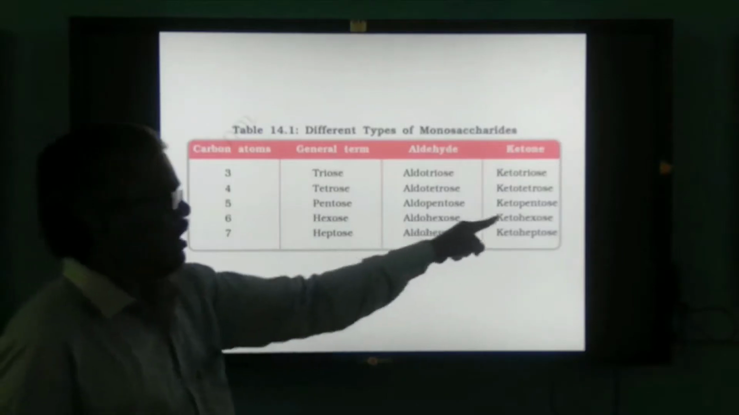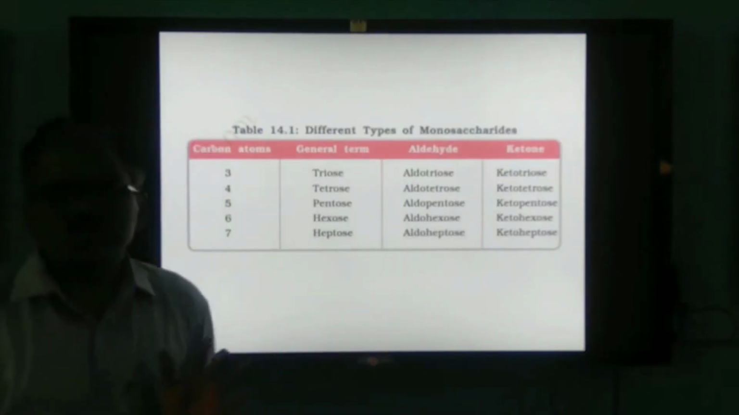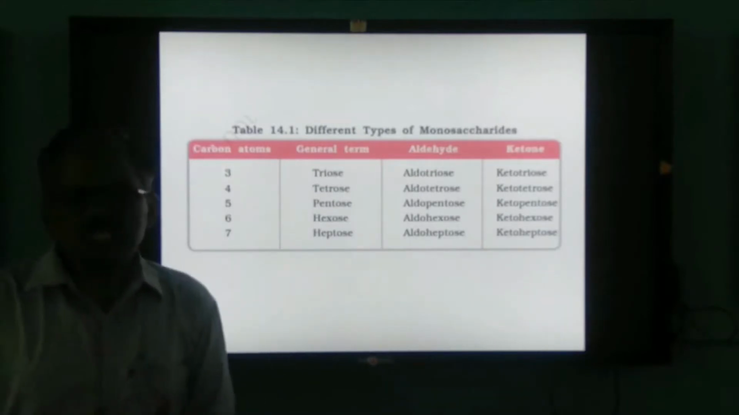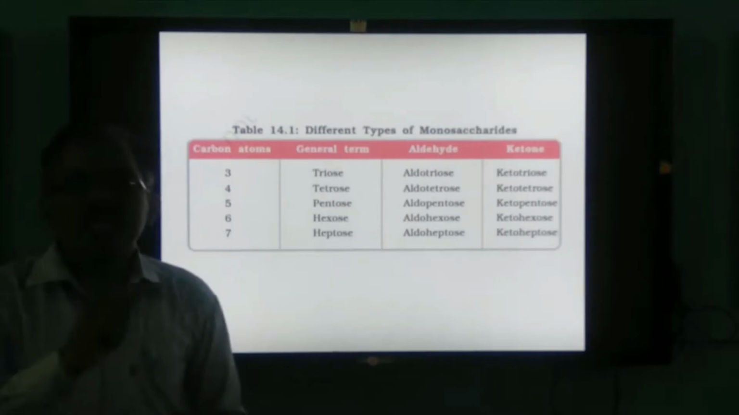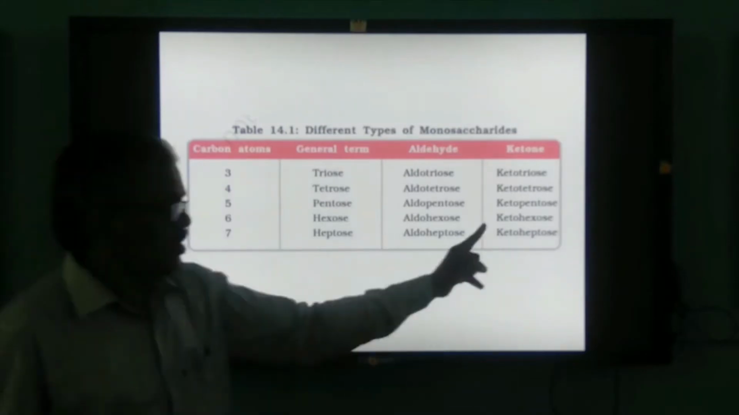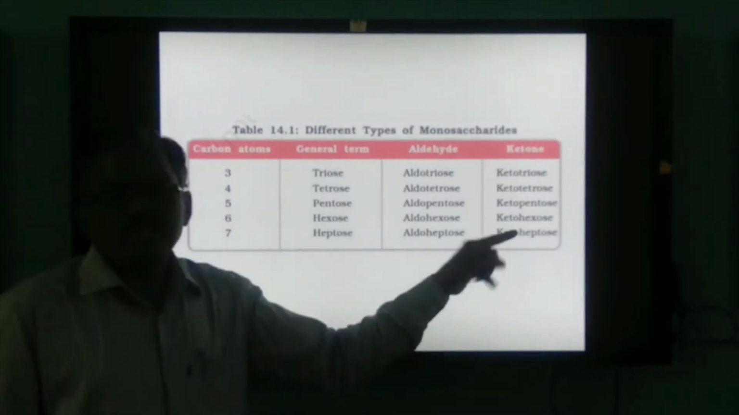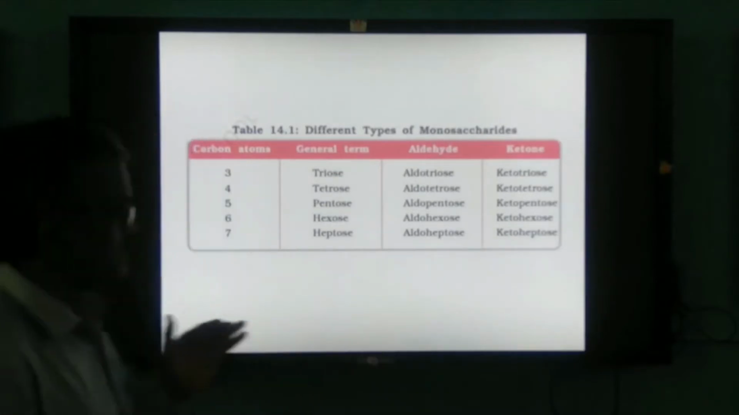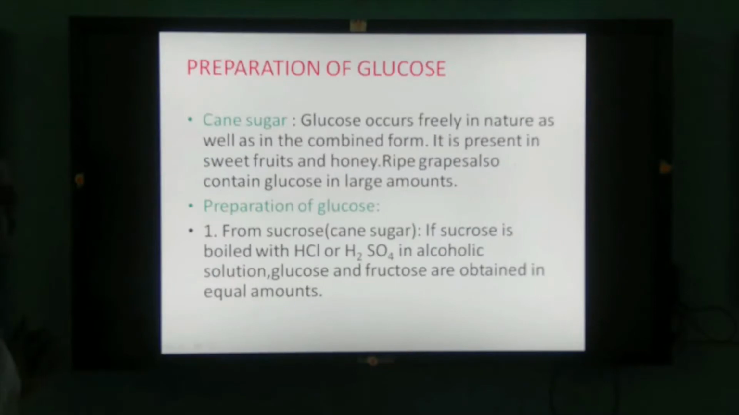So glucose is an aldohexose. We will see that when you see the structure. It has the aldehyde group and 6 carbons. Fructose is called a ketohexose, which means it contains a keto group with 6 carbons. That we will see in the next slide. Go to the preparation of glucose.